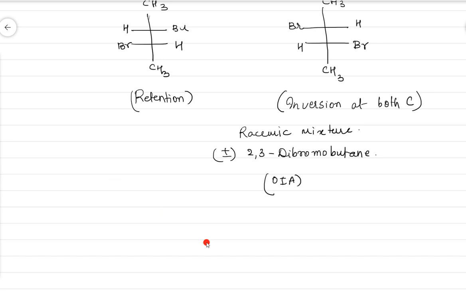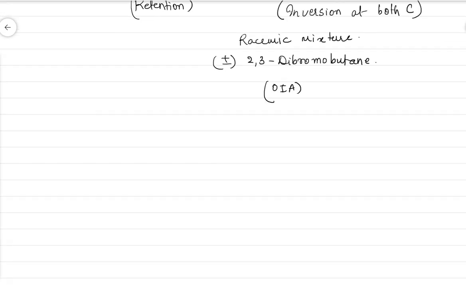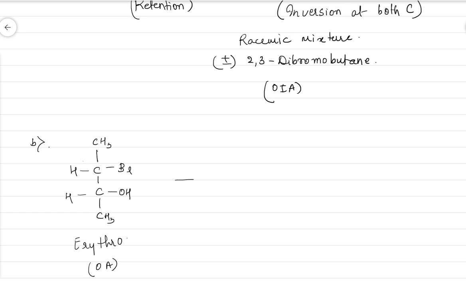Okay. Now, since we have learned for threo, I'll quickly tell you what is the answer for erythro also. So this is the same one, but erythro. Erythro means the groups are on the same side. So Br and OH are on the same side. So this becomes erythro. This is also optically active. And if you carry out the nucleophilic substitution, if you want, you can write down the mechanism. The final product that you get is like this.